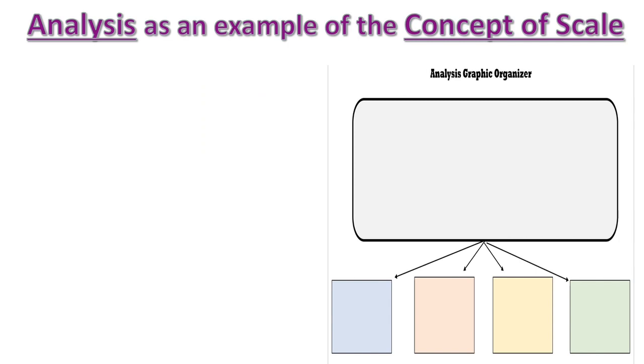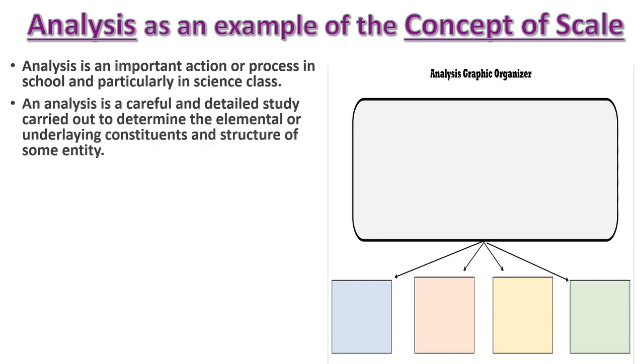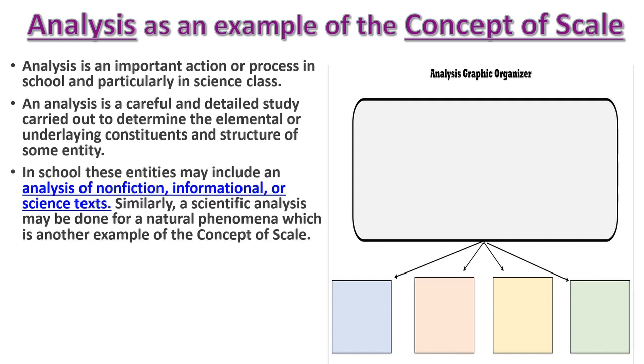Analysis is an example of the concept of scale, and the drawing you see is the graphic organizer that people use when they're analyzing. The large gray box can be divided up into the four small boxes. Analysis is an important action or process in school, and particularly in science class. An analysis is a careful and detailed study carried out to determine the elemental or underlying constituents and structures of some entity. In school, these entities may include an analysis of nonfiction or informational or scientific texts.